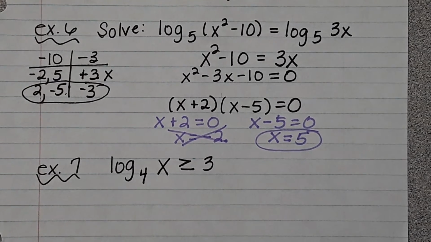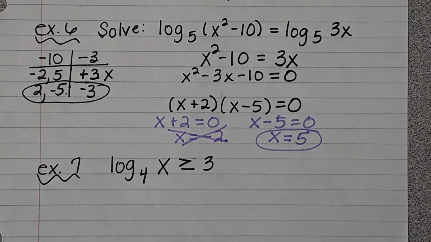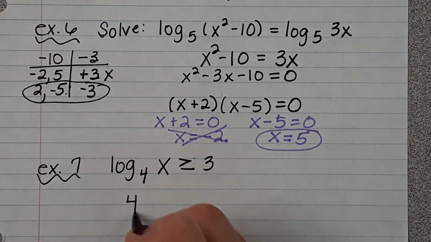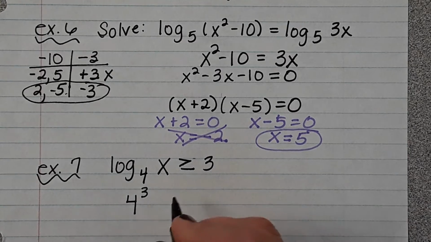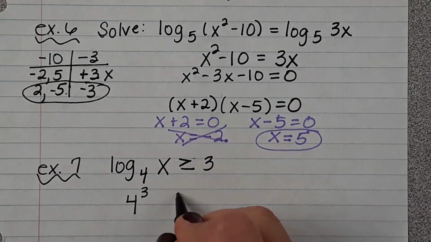This looks like what we were doing yesterday, right? There's not a log on both sides, so we're going to set it up just like an exponential. And you're going to pay close attention to what happens with the inequality. What is your b? 4. What is your y? And then what is your b? I mean, not your b, I'm sorry. What is your x? X.